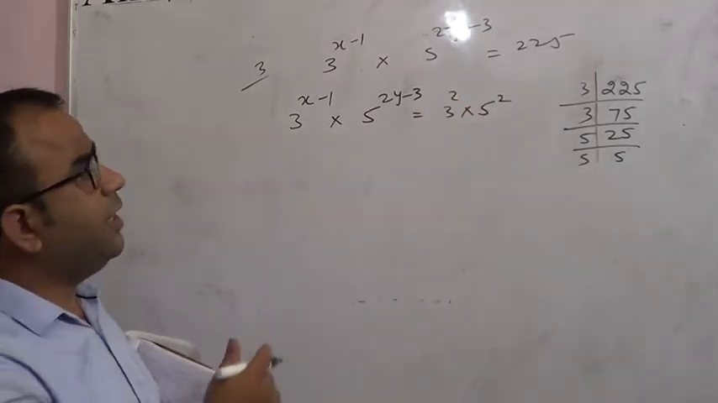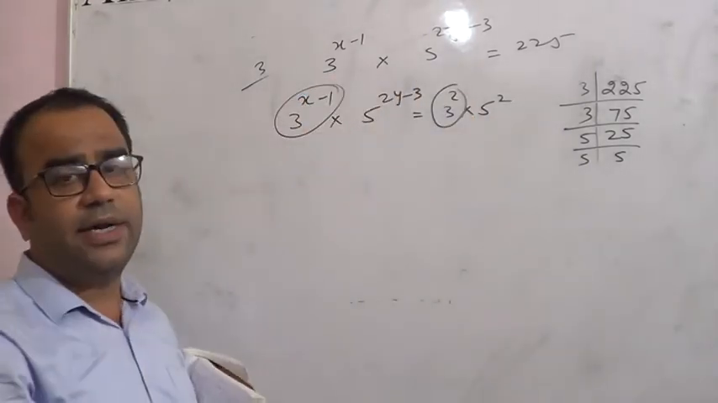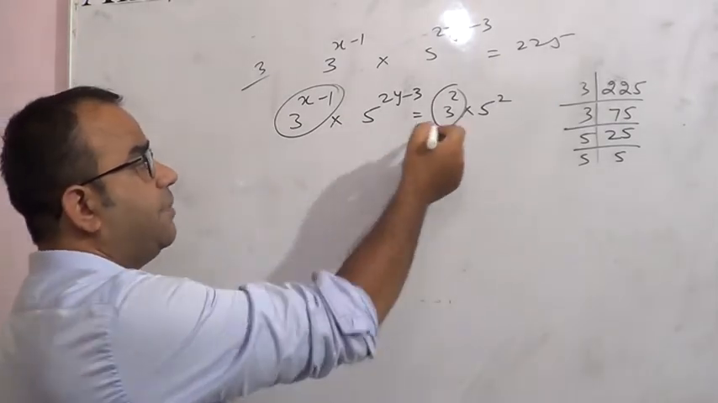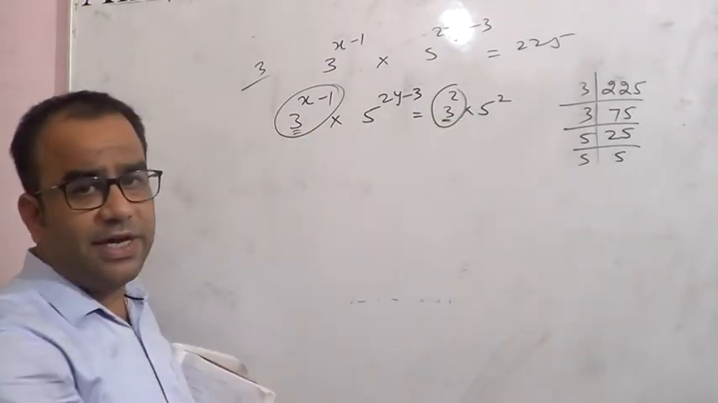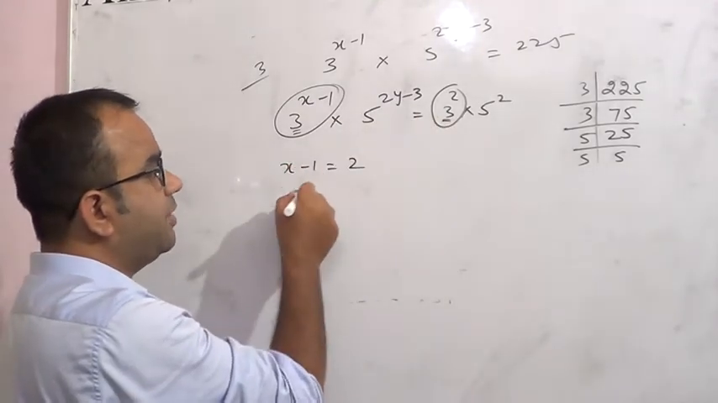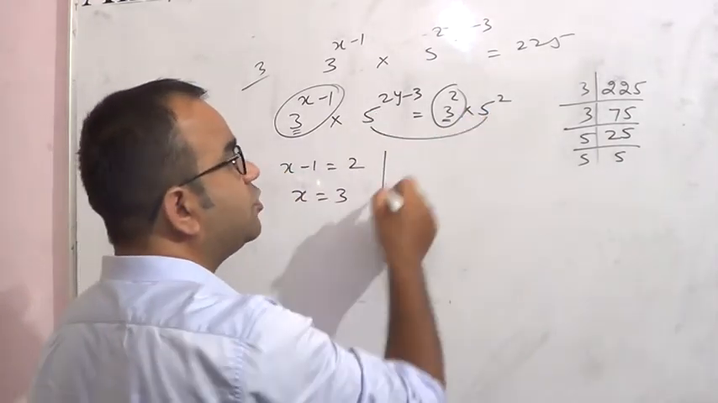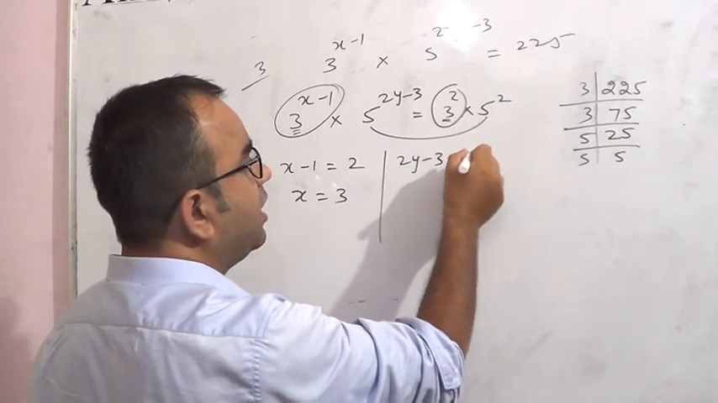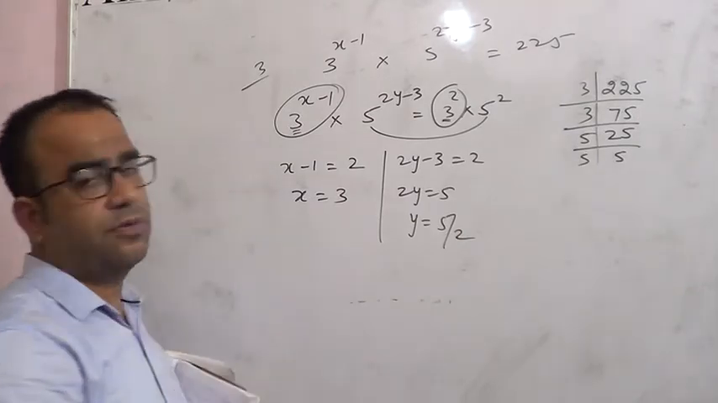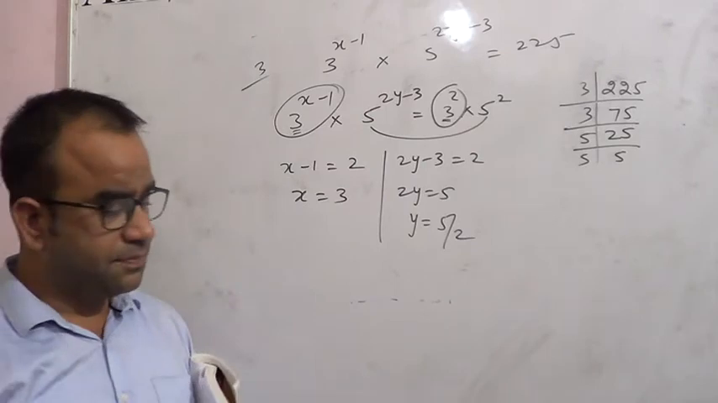Okay, now what you can do is compare the powers on the left hand side and on the right hand side, keeping in mind that the base should be the same. So the base 3 is here and on the left side also. Since the base is the same, I can say that the power will also be the same. So the value of x comes out to be 3. Similarly, if I compare these two bases, the power will also be equal. Similarly, 2y is equal to 5 and y is equal to 5 by 2. So this is how you can solve this kind of questions.